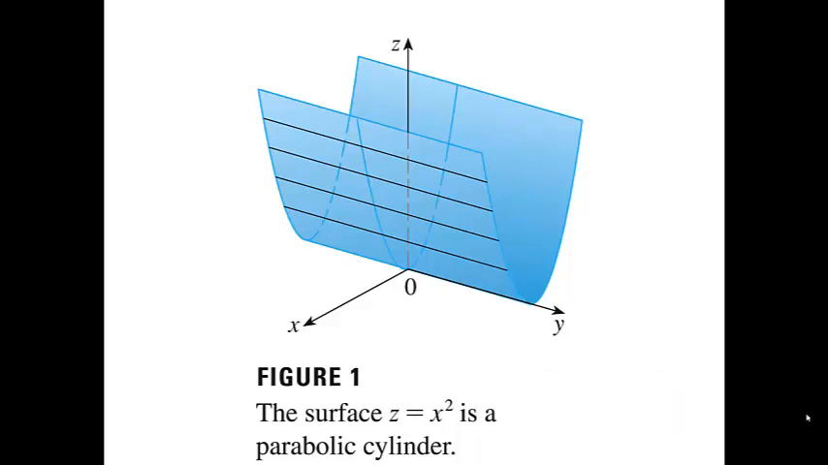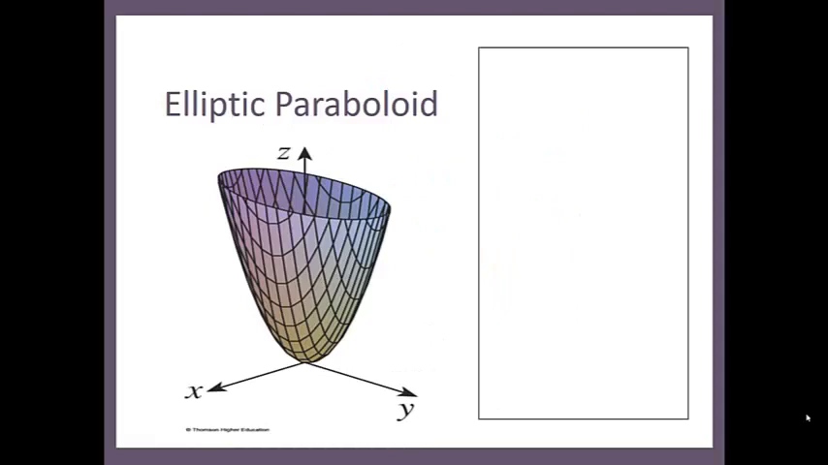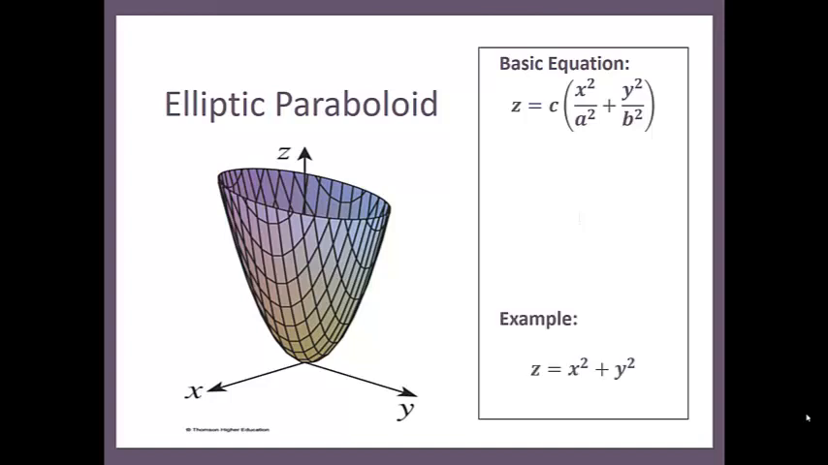Okay, we've talked about planes, spheres, and cylinders. Up next are our elliptic paraboloids. These are like our three-dimensional parabolas. The basic equation for an elliptic paraboloid looks something like this: z equals c times (x squared over a squared plus y squared over b squared). A basic example of an elliptic paraboloid might be just z equals x squared plus y squared.